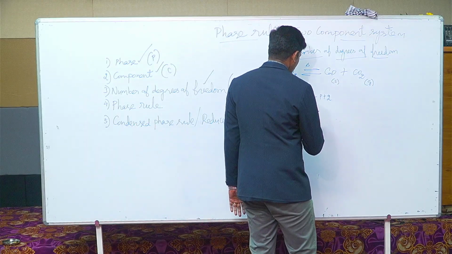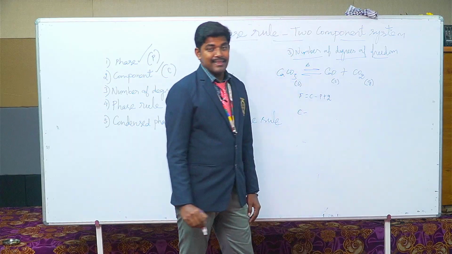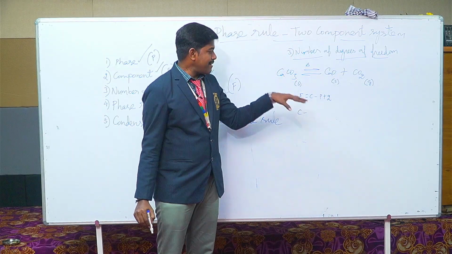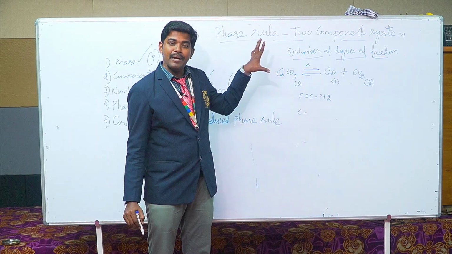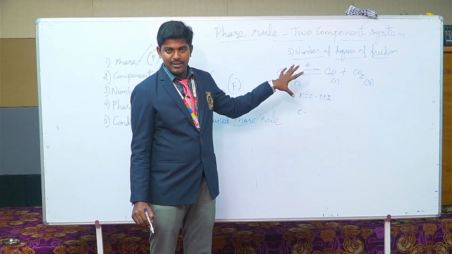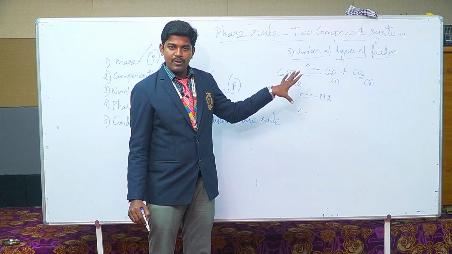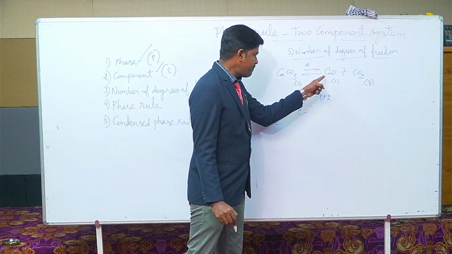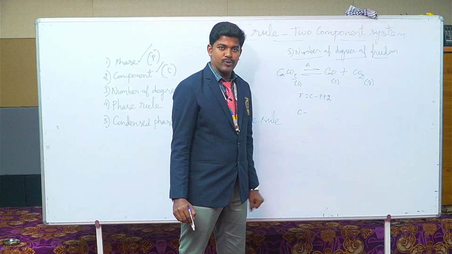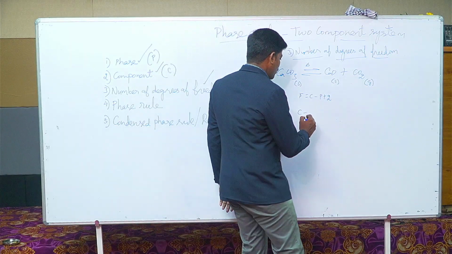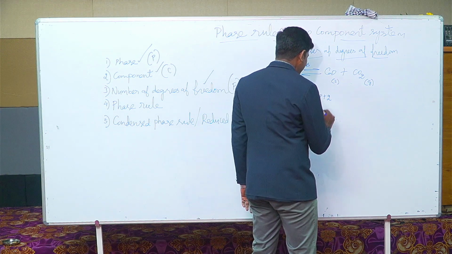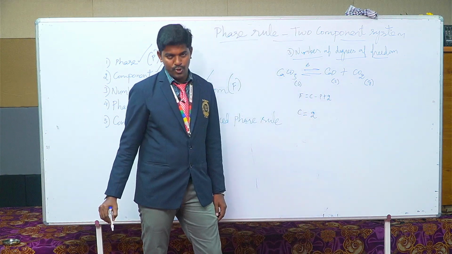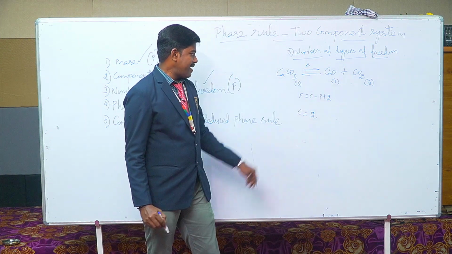Okay, component. While discussing the component, I have already explained how to find the number of components for this equilibrium reaction. That is the minimum number of chemical constituents required to define the system, which is 2: number one is calcium oxide, number two is carbon dioxide. So the number of components present in the equilibrium reaction is 2. And phase.